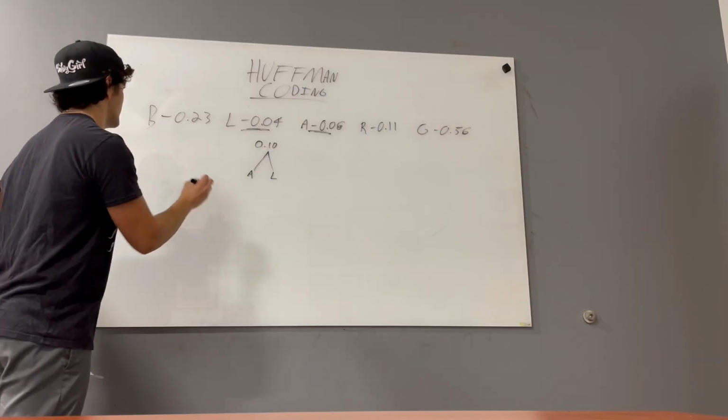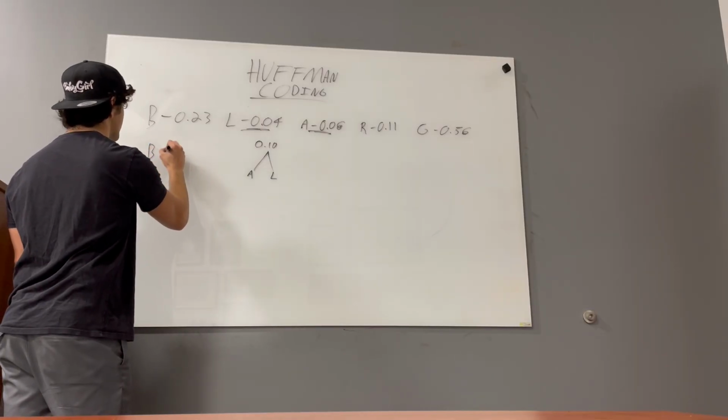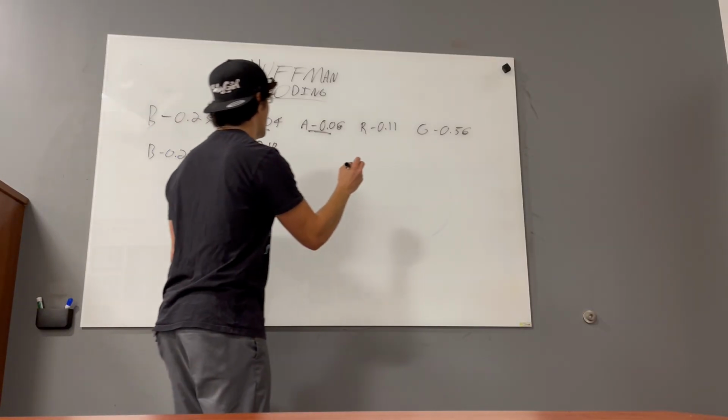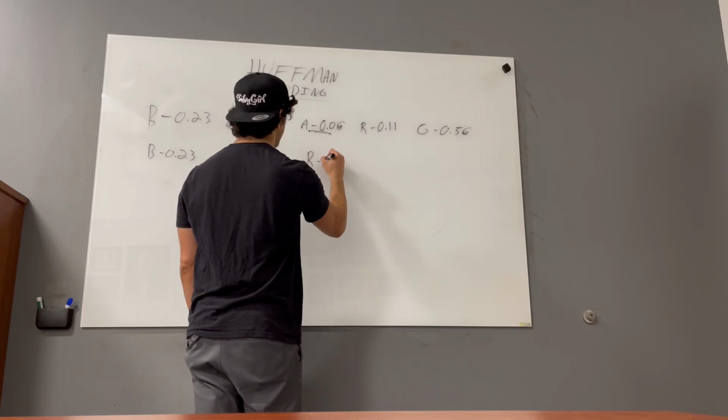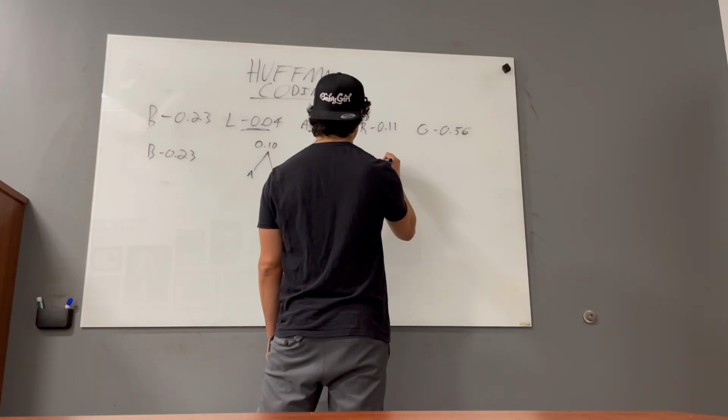Now we move everything down. So B is 0.23, R is 0.11, and then G is 0.56.